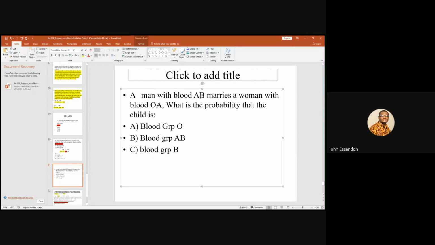Okay, so let's take it this way. What if I give you something like this? Something like OB, like that. And then I ask you this question. A man with a blood group OB marries a woman with blood group OA. What is the probability that their child will have blood group O, blood group AB, blood group B? Okay, please do this one quickly for me, and then after that we'll proceed.